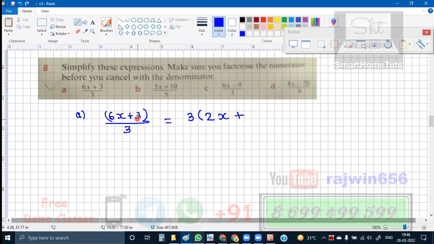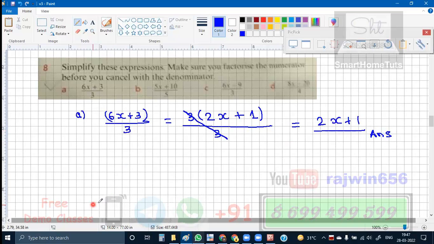Plus, 3 is taken common here, 3 is there, so 1 is going to come over here. This whole will be divided by 3, which I'm going to write over here in the denominator. Now this 3 is outside the bracket, so I can cancel it. What remains is your final answer, which is 2x plus 1.